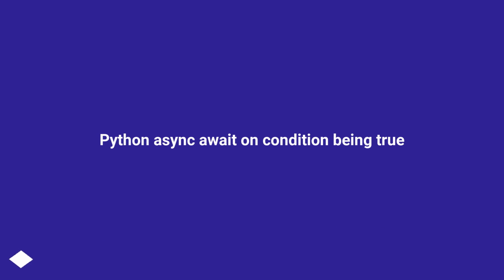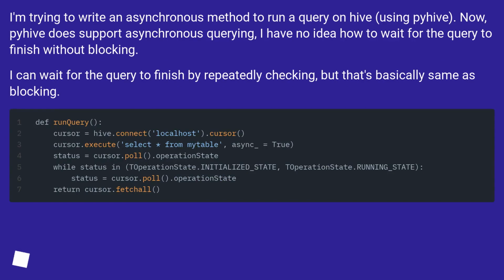Python async await on condition being true. I'm trying to write an asynchronous method to run a query on Hive, using PyHive. Now, PyHive does support asynchronous querying. I have no idea how to wait for the query to finish without blocking. I can wait for the query to finish by repeatedly checking, but that's basically the same as blocking.